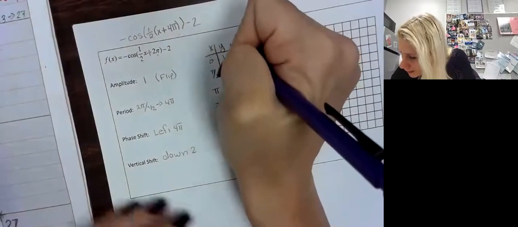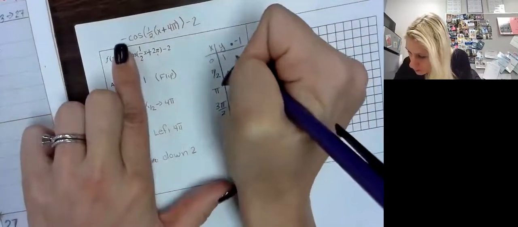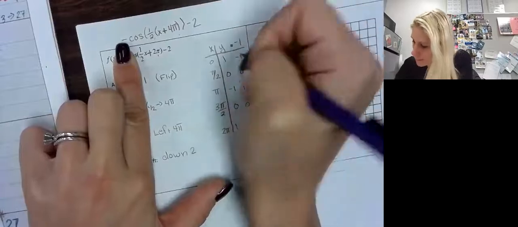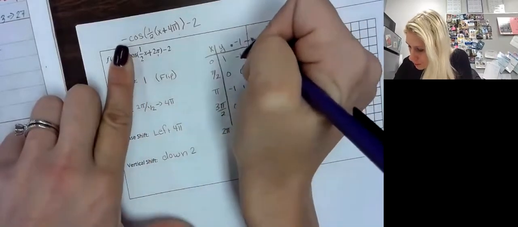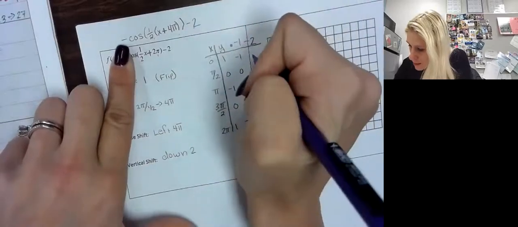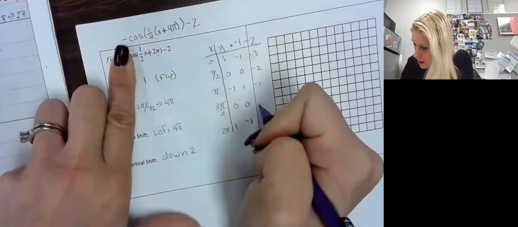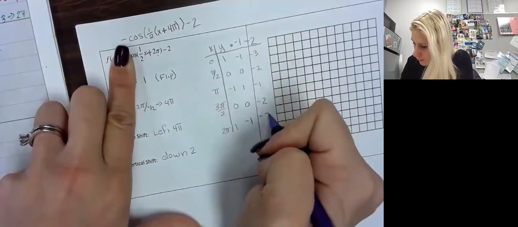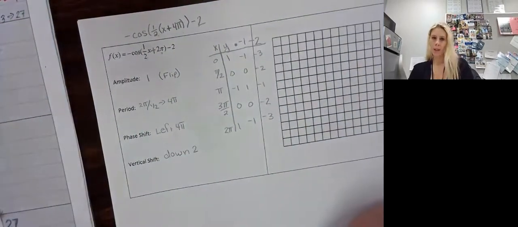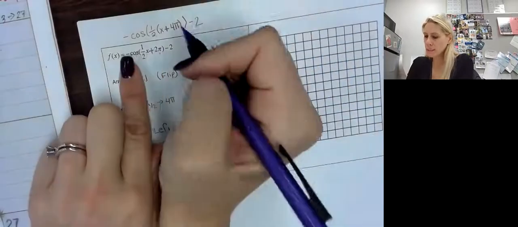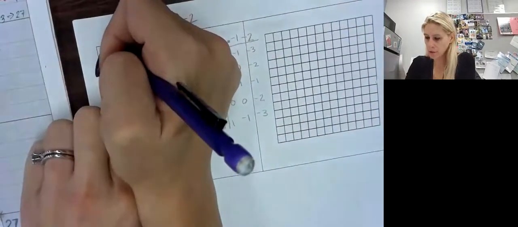All right, let's do our y's first. We're going to multiply by that -1 first. -1, 0, 1, 0, -1. Now we're going to subtract that 2 because on the outside we do the same. So what is that? -3, -2, -1, -2, -3. Okay, how's my arithmetic? Good?